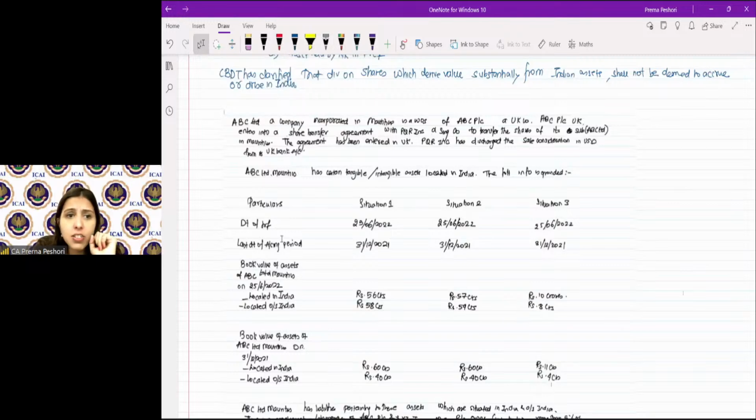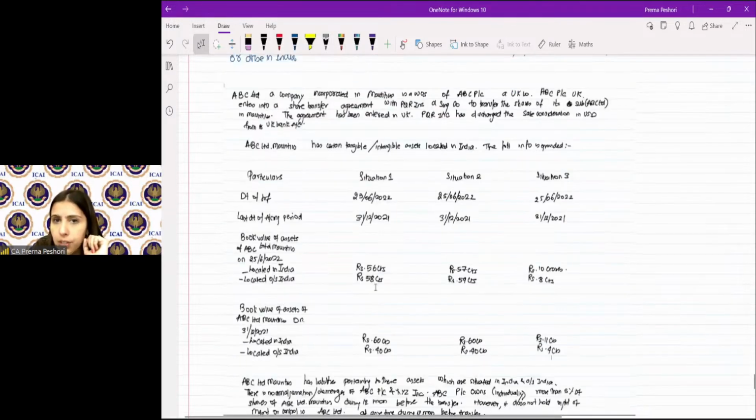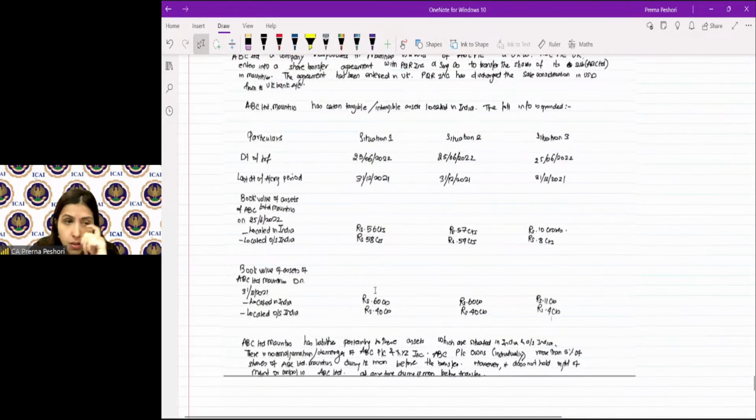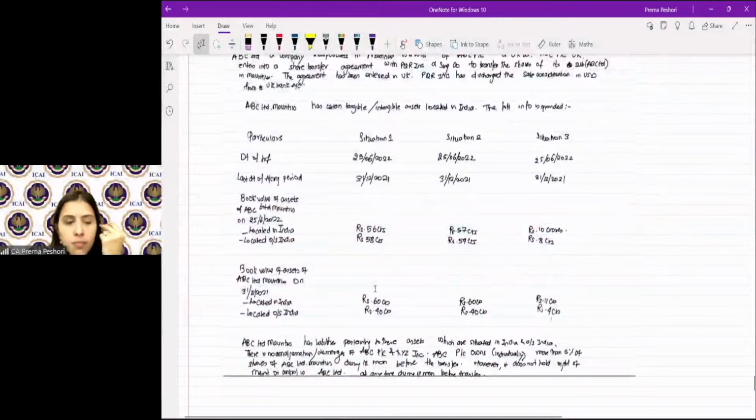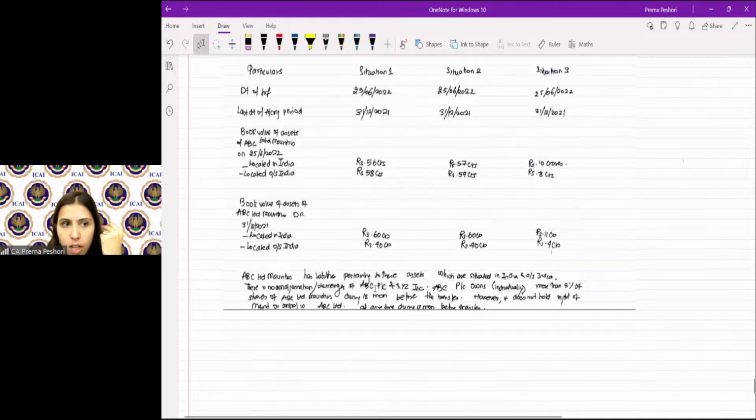ABC Mauritius has certain tangible and intangible assets located in India. The following information is provided. Date of transfer is given. Last date of the accounting period is given. Book value of the assets of ABC Limited Mauritius as on 25th June 2022, which is the date of transfer, located in India and located outside India. Book value of the assets of ABC Limited Mauritius on 31st December 2021, which is the last day of the accounting period, is given, located in India and located outside India. ABC has liabilities pertaining to these assets which are situated in India and outside India.